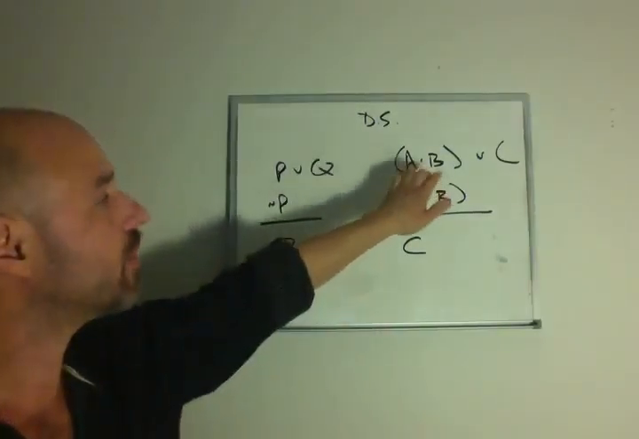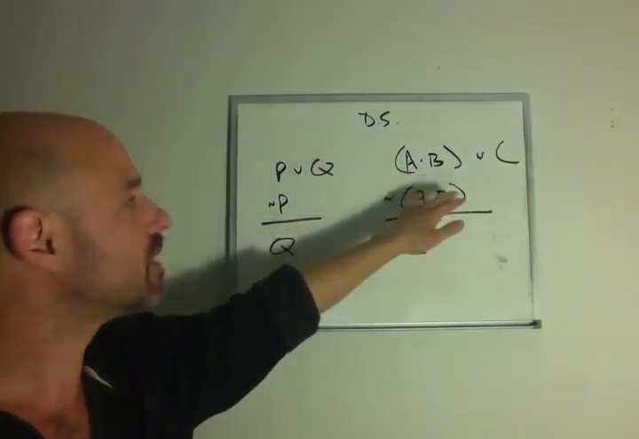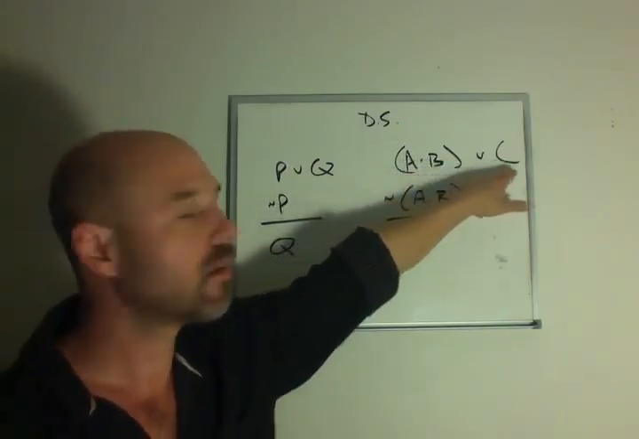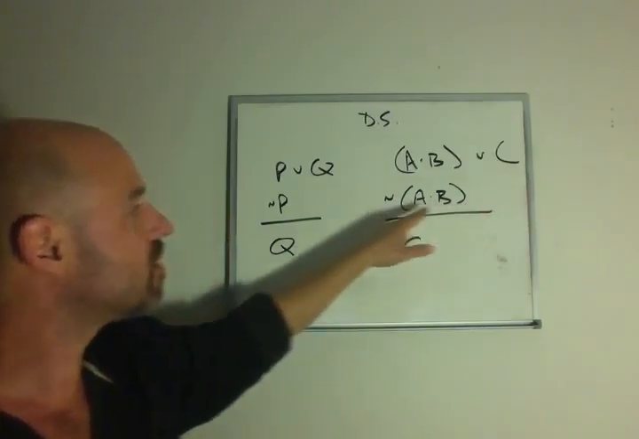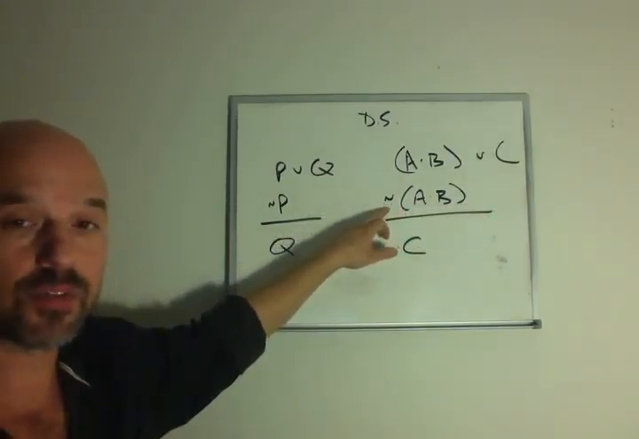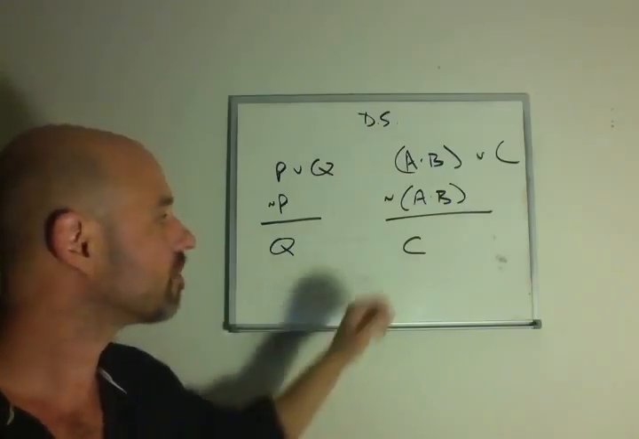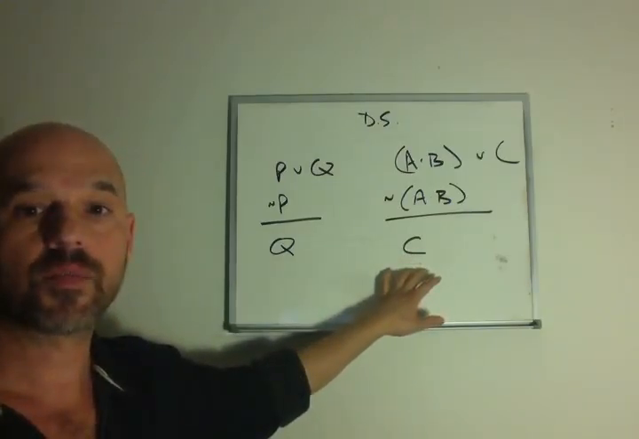We have a disjunction, we have an or statement. And this statement tells me that either A and B is the case, or C is the case. In premise 2, I then learned that, well, it's not true that A and B is the case. So by process of elimination, C must be the case, right?